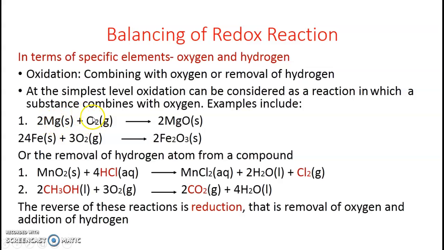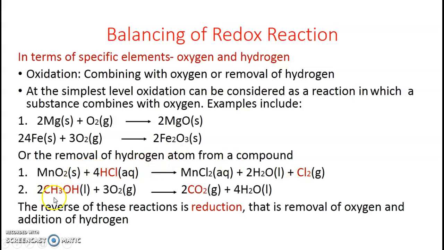We can see from here that magnesium has combined with oxygen, and now we have magnesium oxide. This one we describe as being oxidation. We have iron also combined with oxygen; this is also oxidation, the combination of oxygen atoms or the removal of hydrogen atoms. Now we have HCl here. After the reaction, we have realized that hydrogen has been removed from the chlorine.